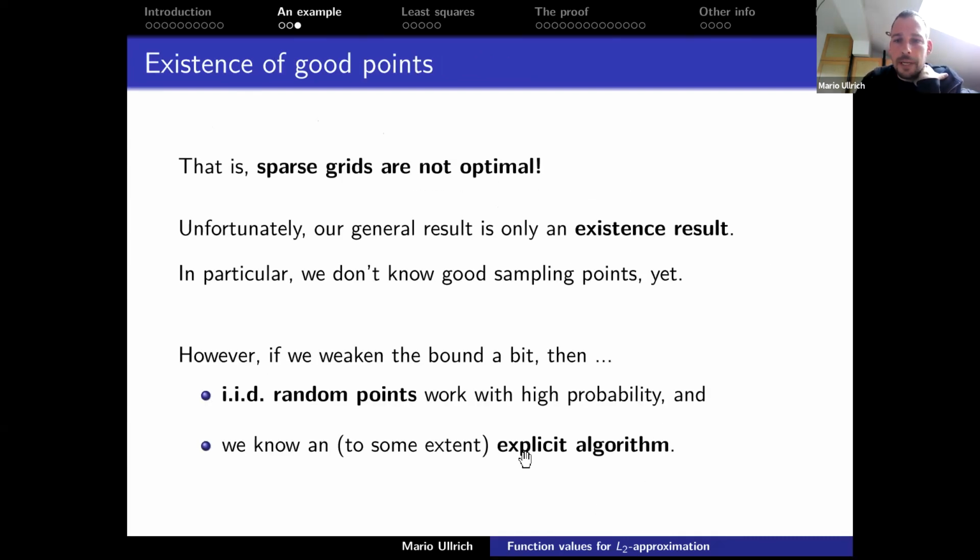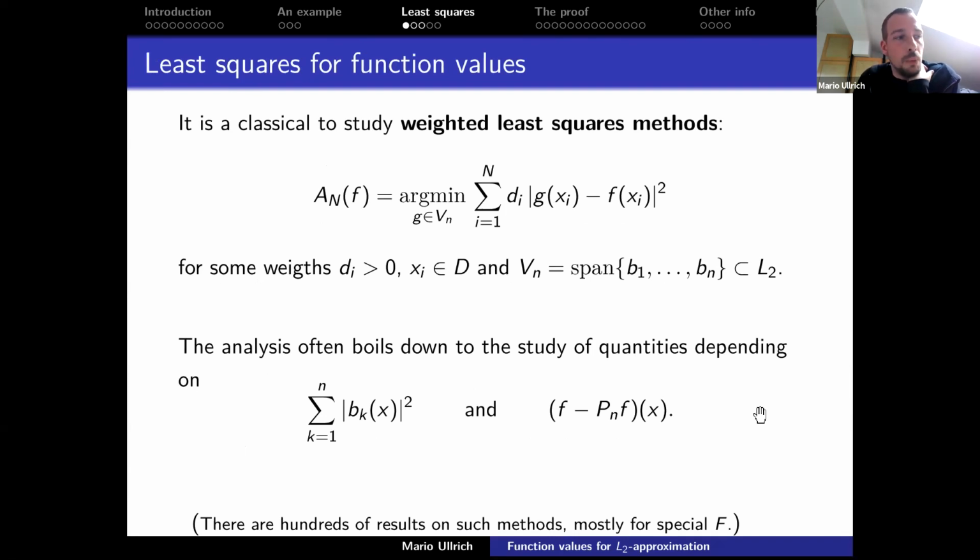Let me first comment on the explicit algorithm. What is a classical way, based on function values, to find an approximation? To find an approximation, most people use least squares methods, right? It's not only old and classical, it's also powerful, so many people use it. You just take some weights, some subspace V_n, and some points x_i, and then you compute the minimal g, so the g that minimizes this discrete error here. Okay, that's the algorithm, and it's known that this is a linear algorithm and can be represented by matrices and so on. I will come to that in a second.